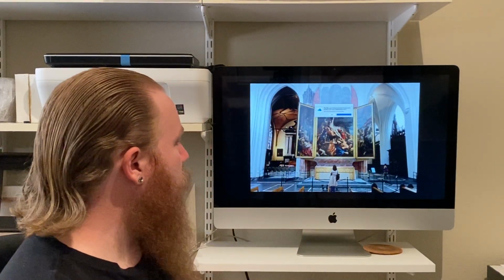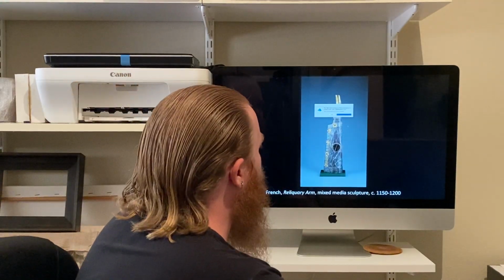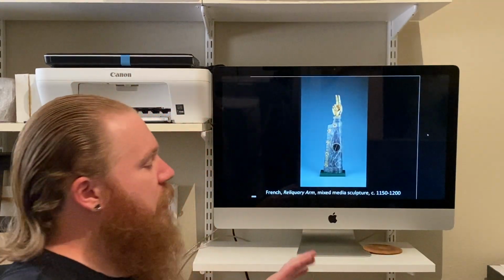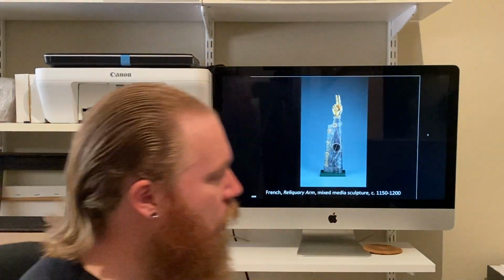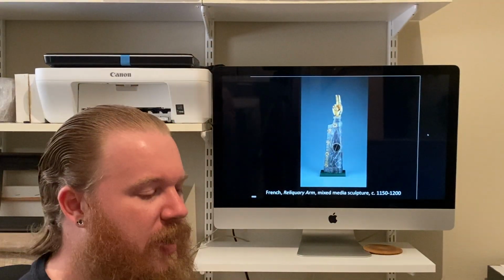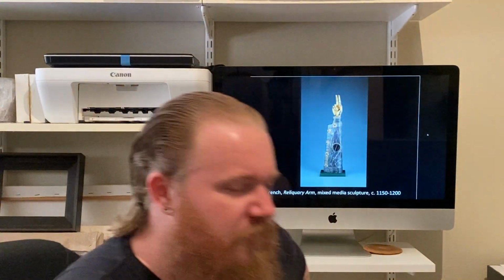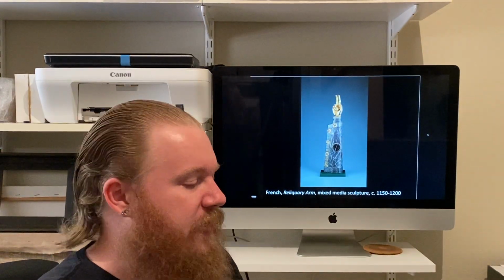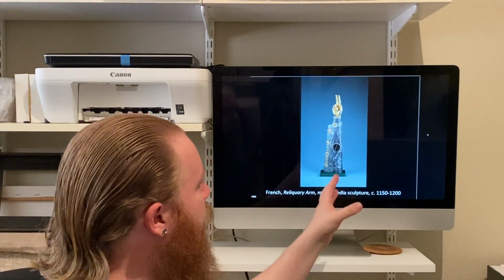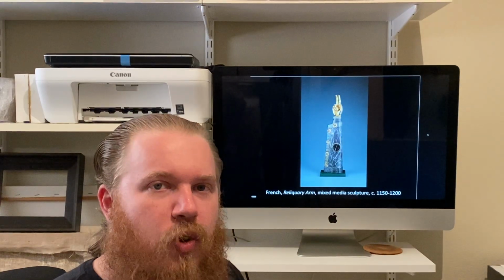Now, not all religious artworks are created solely for use like the painting that we just saw. In fact, some of them are used for more utilitarian reasons. So here we can see what's known as a reliquary arm.